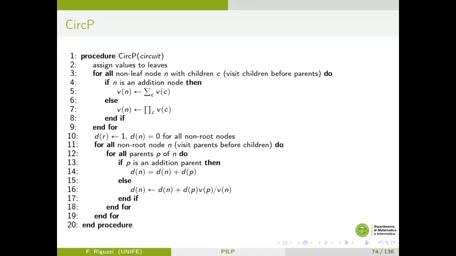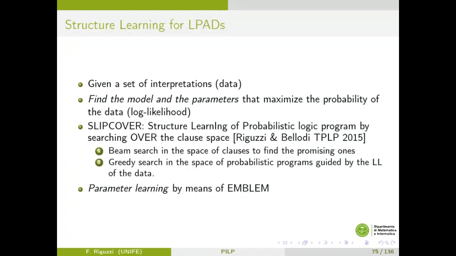So, at this point, we are ready to discuss structure learning. In this case, you are given the same data as for parameter learning. You have a set of interpretations, a set of mega examples, and in this case, you want to find both the structure and the parameters that maximize the likelihood, or the log likelihood, of the data. One such algorithm is SLIPCOVER that performs a search in the space of theories in two phases. First, it looks for good candidate clauses, performing a beam search in the space of clauses. Then it performs a greedy search in the space of theories by adding the good clauses found in the previous phase one by one to an empty theory and relearning the parameters with EMBLEM.